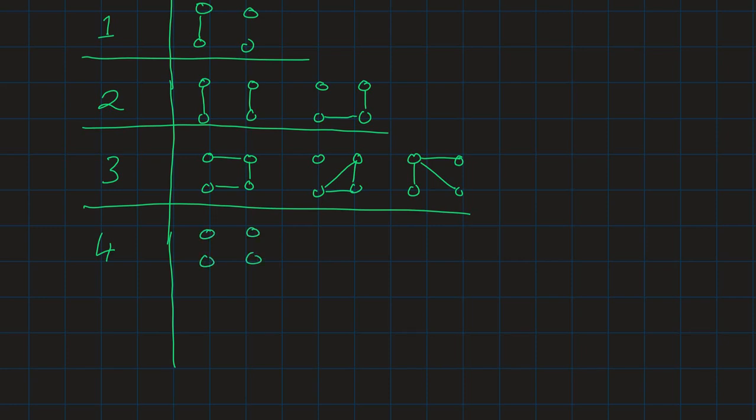Okay, well, I could draw a graph that looks a bit like this. I could draw a graph that looks a bit like this. And I think that's it. It starts getting a bit more confusing now, right? But I think these are all the simple graphs on 4 vertices with 4 edges.